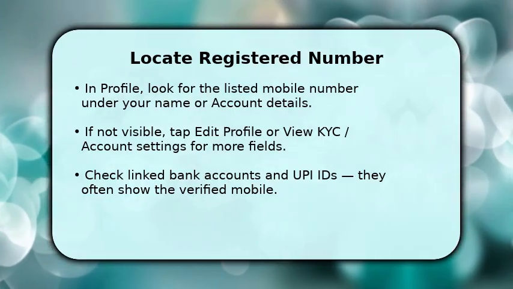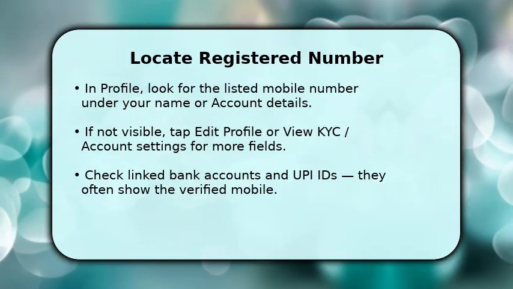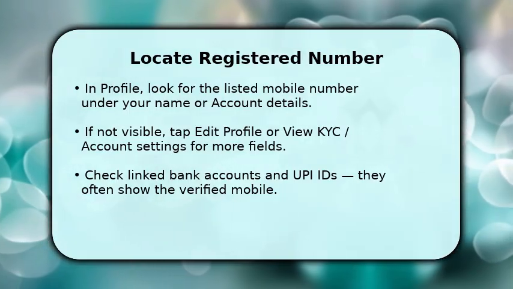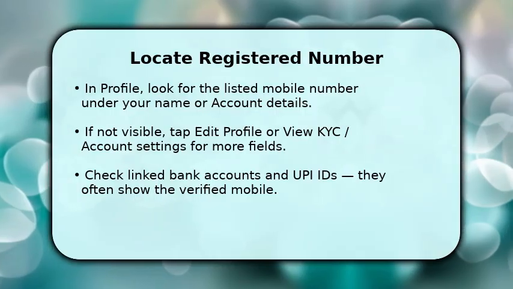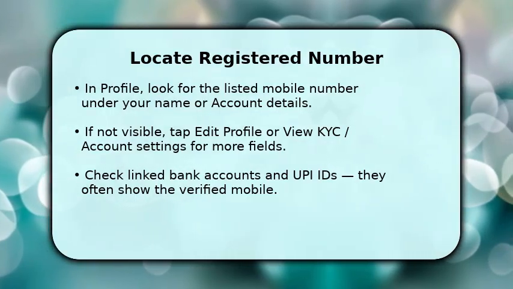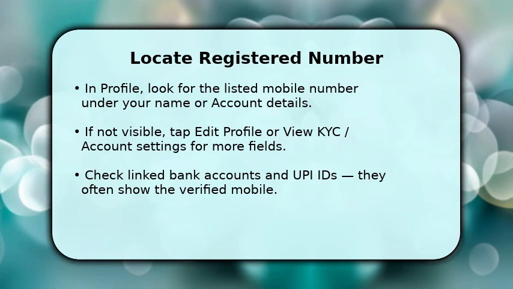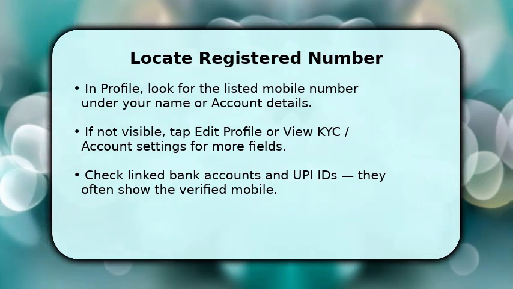Also inspect linked bank accounts and UPI ID in the bank accounts section, because the verified mobile number for those accounts will be listed there. That confirms the number PhonePe uses for OTPs and transactions.